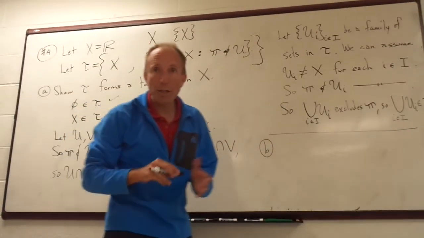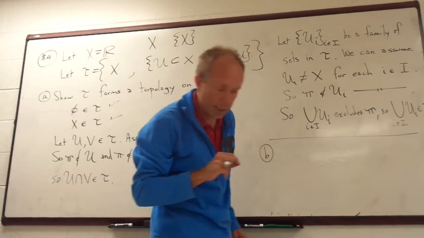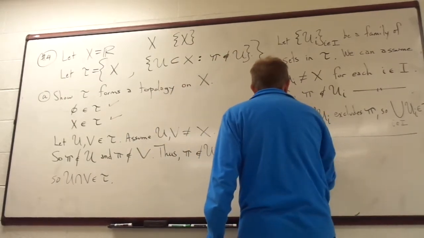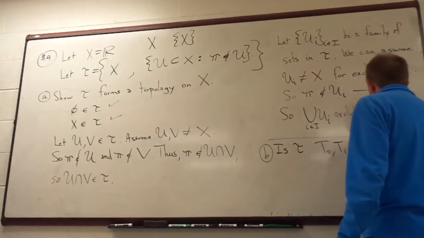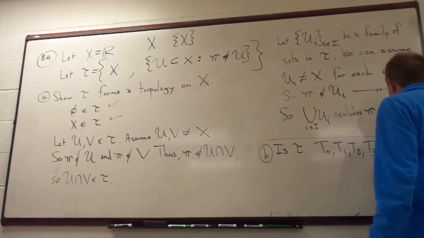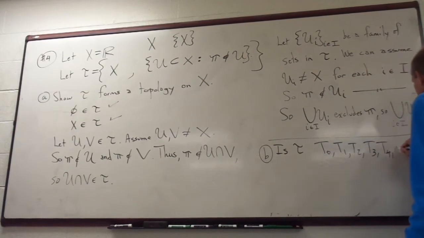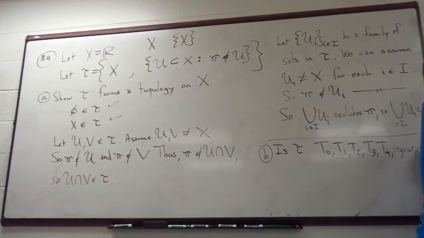So here's my next question. I want to get on to the fun part here. Is tau T0, T1, T2, T3, T4, regular, and or normal?